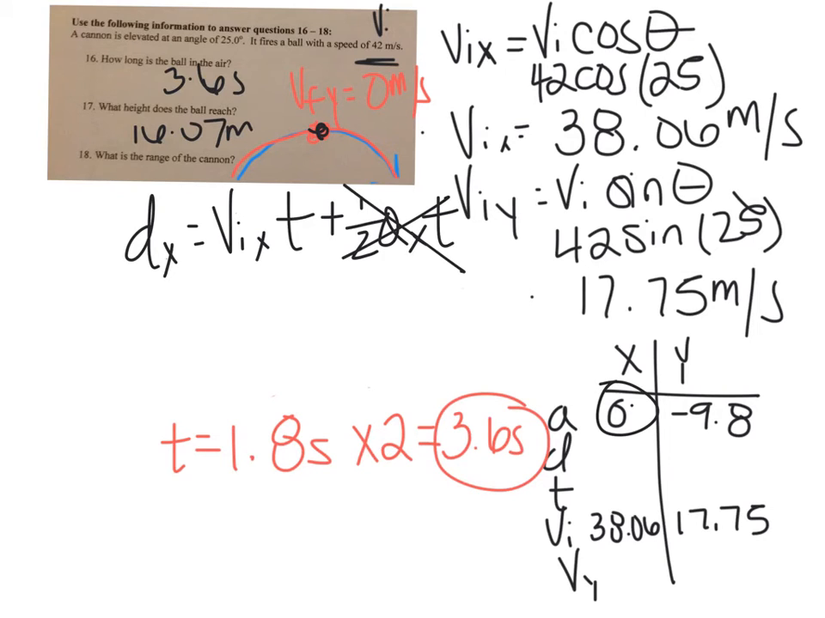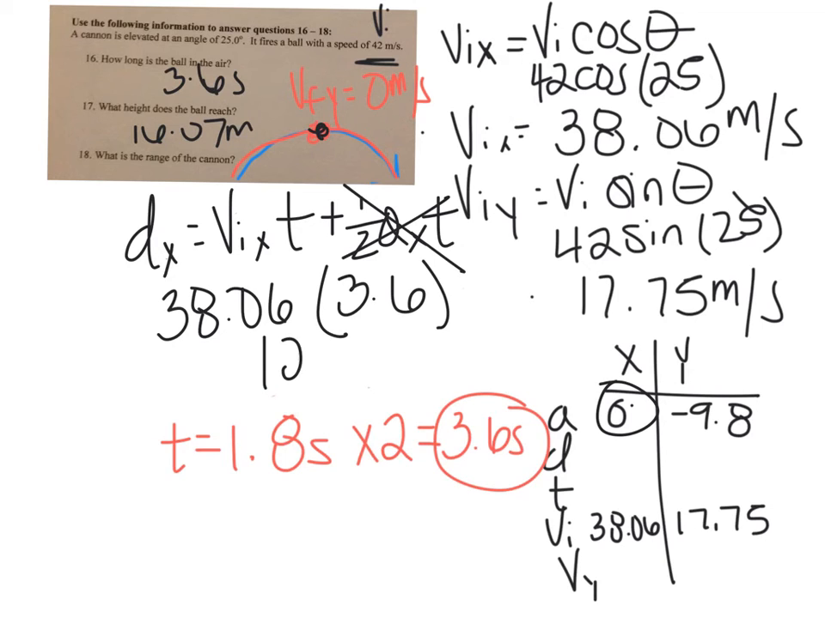So you're going to take your VIX, which was 38.06, and then your full time, which is 3.6. When you multiply that out, you should get 129.8 meters. So this cannon is going a total distance of about 129 meters away is where it's going to land on the ground. So it'll go up to a height of 16 meters at its peak, it'll land almost 130 meters away, and it's going to travel for 3.6 seconds total.